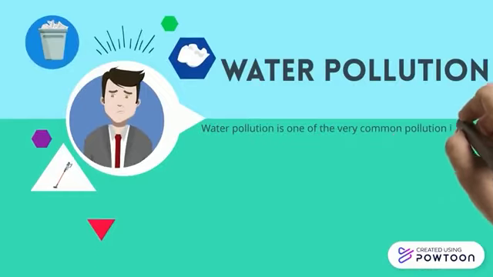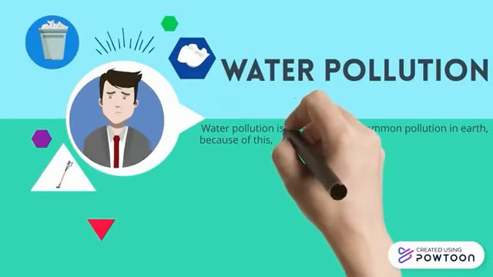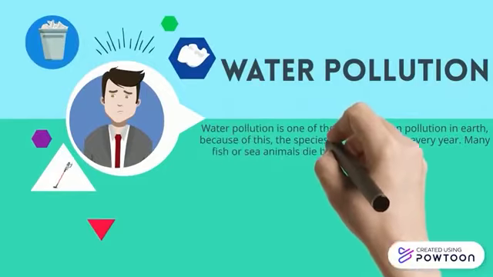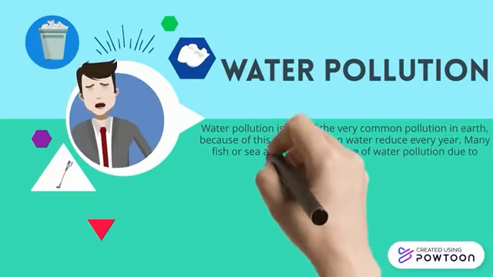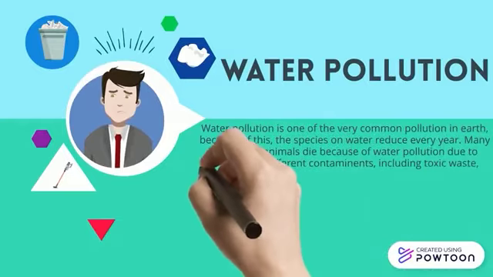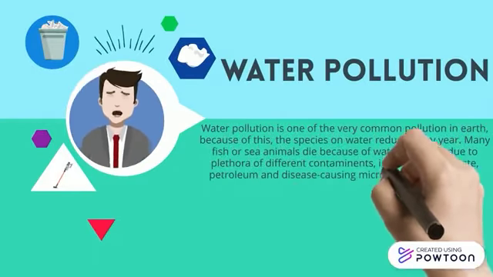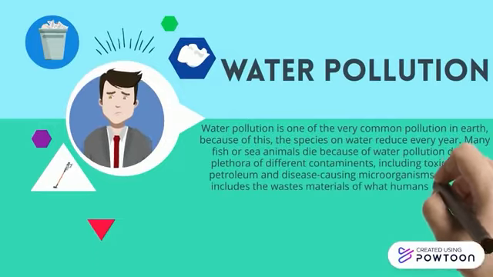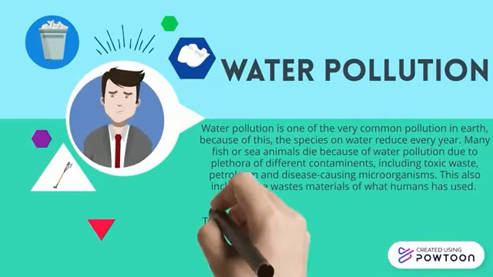Water pollution is one of the very common pollutions on Earth. Because of this, the species of water reduce every year. Many fish or sea animals die because of water pollution due to a plethora of different contaminants, including toxic waste, petroleum, and disease-causing microorganisms. This includes the waste materials that humans have used.